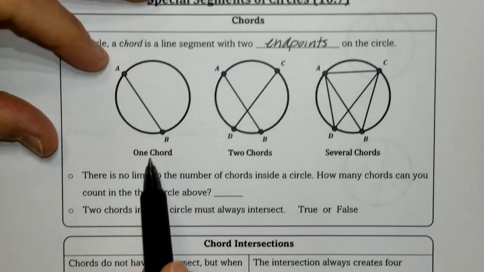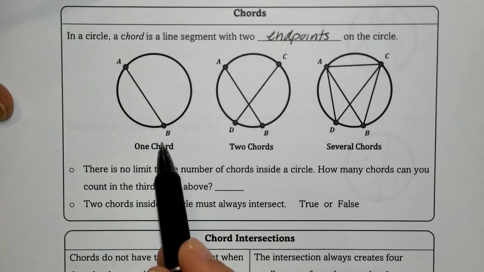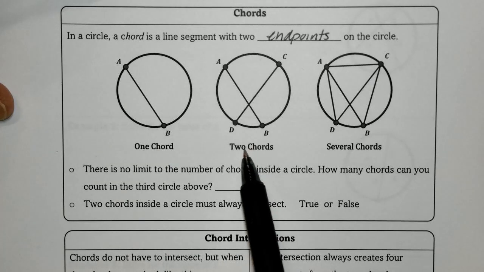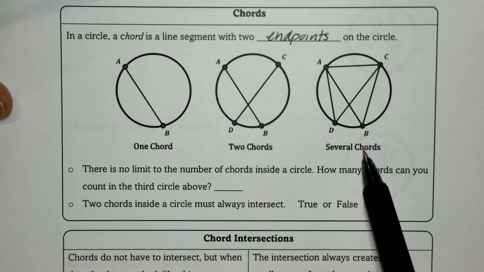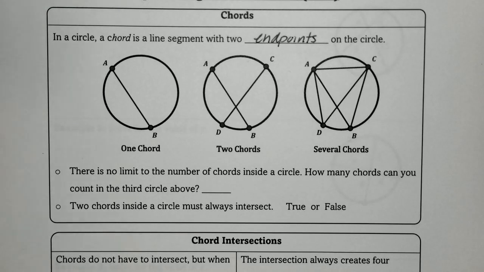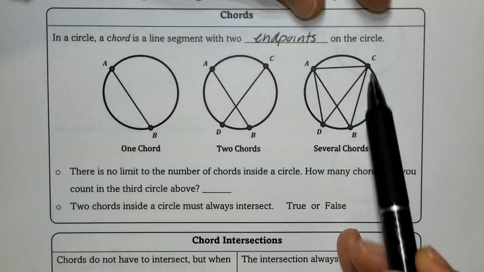This is a diagram of having one single chord in the circle, and then here we've got a diagram of 2 chords, and the last one, the third one, is showing several chords. So we're letting you know below this that there is no limit to the number of chords inside of a circle. So we're going to look at how many chords we can count in the third circle above. This one right here says several.